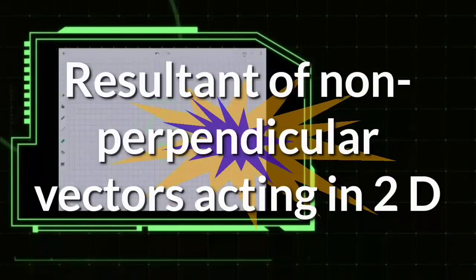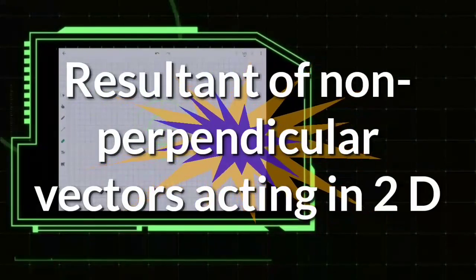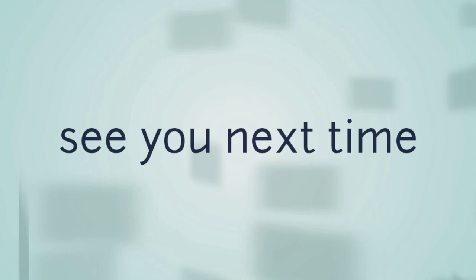Okay, so in the next video we now need to look at what happens if the vectors are not perpendicular to each other. What happens if the vectors are not perpendicular to each other?